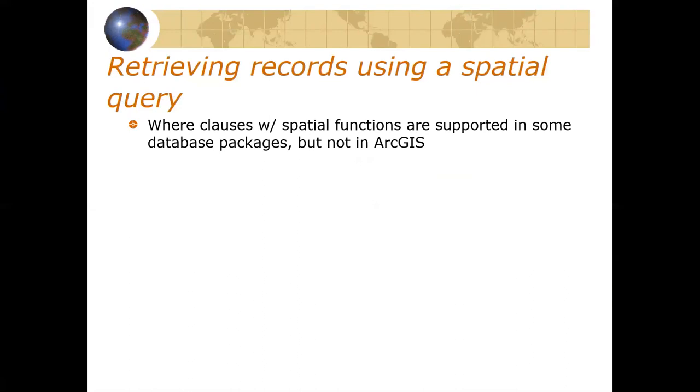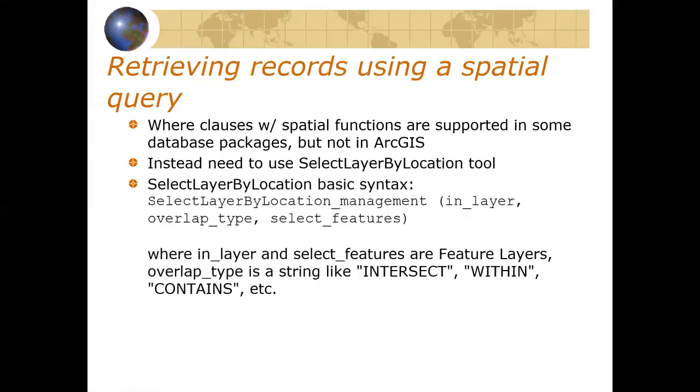What you have to do instead, if you want to do a spatial query type of thing, is use a tool called Select Layer By Location. And here's the basic syntax. You supply an input layer, an overlap type, that'll be something like intersect, within, contains, etc., and then a set of features that you want to use to select against the input.